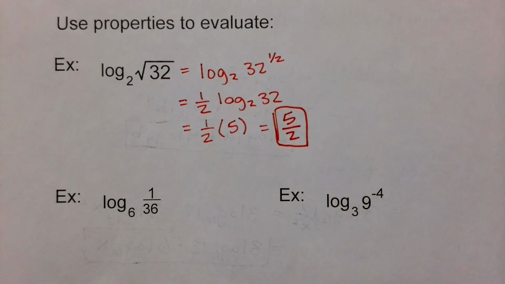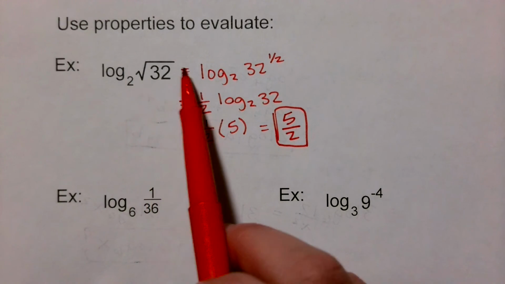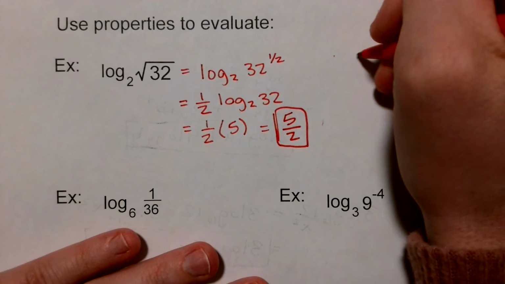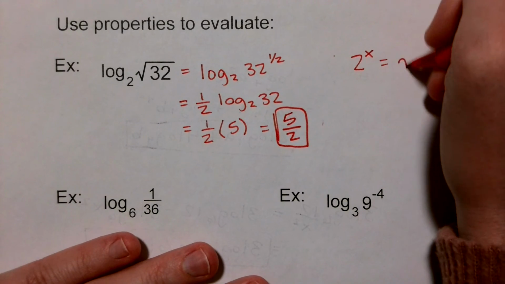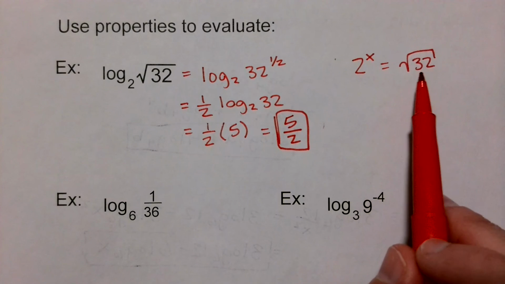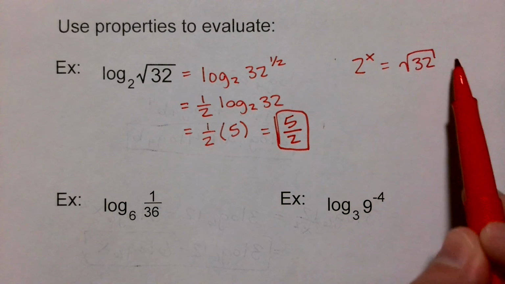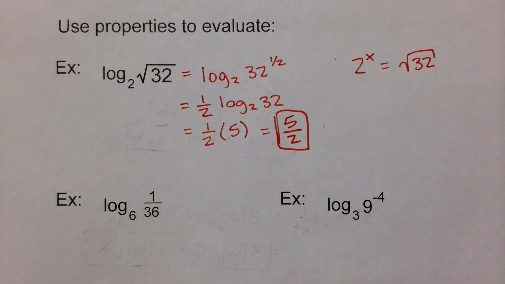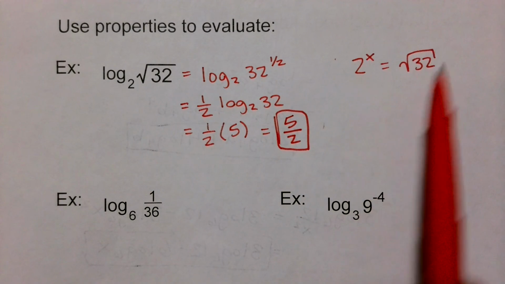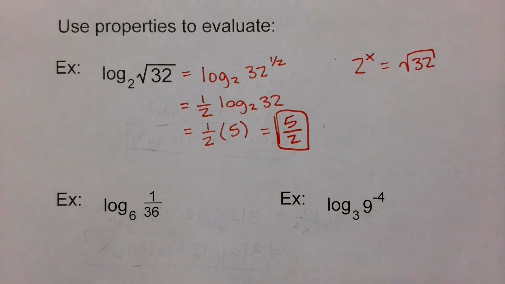Now remember, the way that we have done this in the past is to go ahead and set it equal to something, set it equal to x, and rewrite it as 2 to the x equals the square root of 32, and then changing this 32 to be 2 to a power. That still works, and in fact this is not always going to be the easiest way.